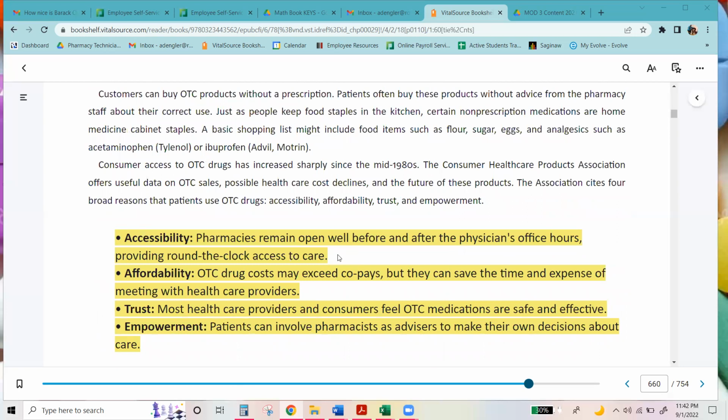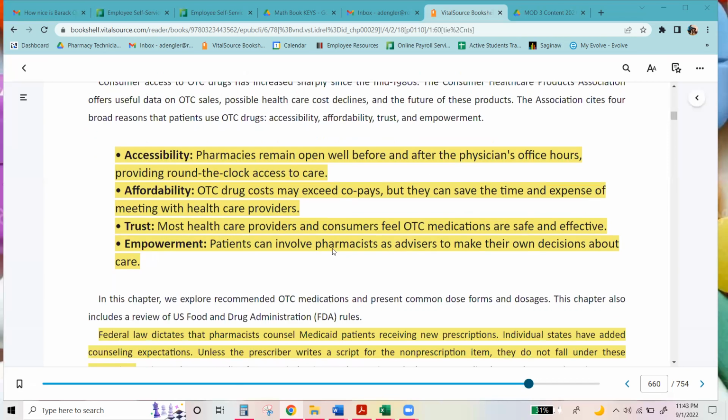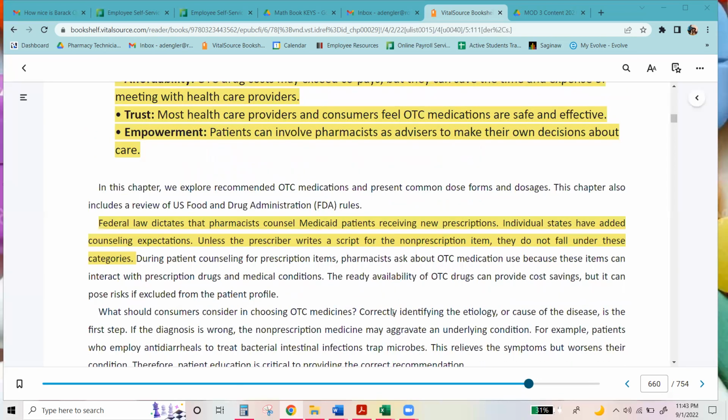Consumer access to OTC drugs has increased sharply since the mid-80s. The Consumer Healthcare Product Association offers useful data on OTC sales, possible healthcare cost declines, and the future of these products. They cite 4 broad reasons that patients use OTC drugs: accessibility, affordability, trust, and empowerment. In this chapter, we will explore recommended OTC drugs and present common dose forms and dosages. We will also talk about the FDA rules.